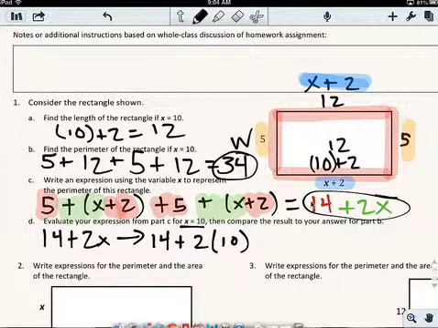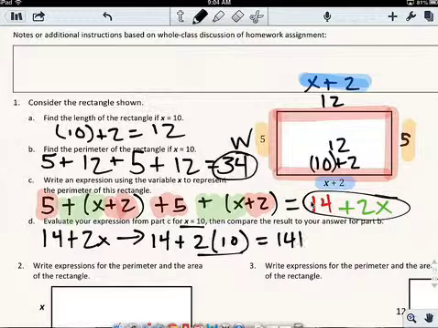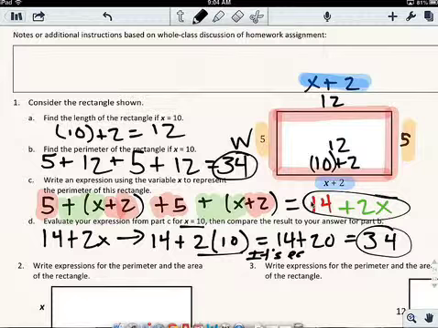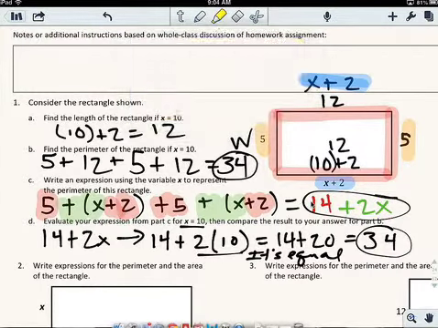Now I use my order of operations. I do multiplication first. That's 20. So that's 14 plus 20. And then 14 plus 20 equals 34. And they are equal. I'm going to highlight the things that are equal here. 34, I got the same answer I did for part B, and that's what it asked me to compare.